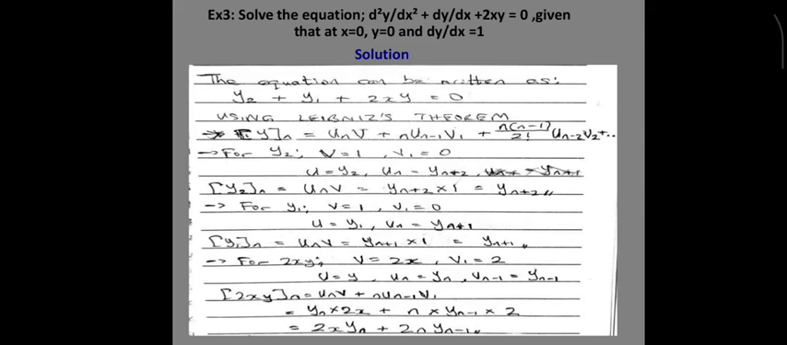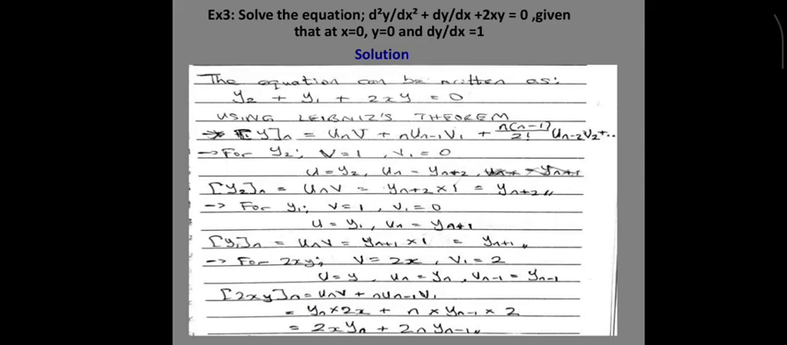Now for 2xy, our v is equal to 2x. That's the algebraic term. The first derivative of 2x is equal to 2. The second derivative is equal to 0. We don't need that. Now our u will be equal to the y function, and our u subscript n is equal to y subscript n.